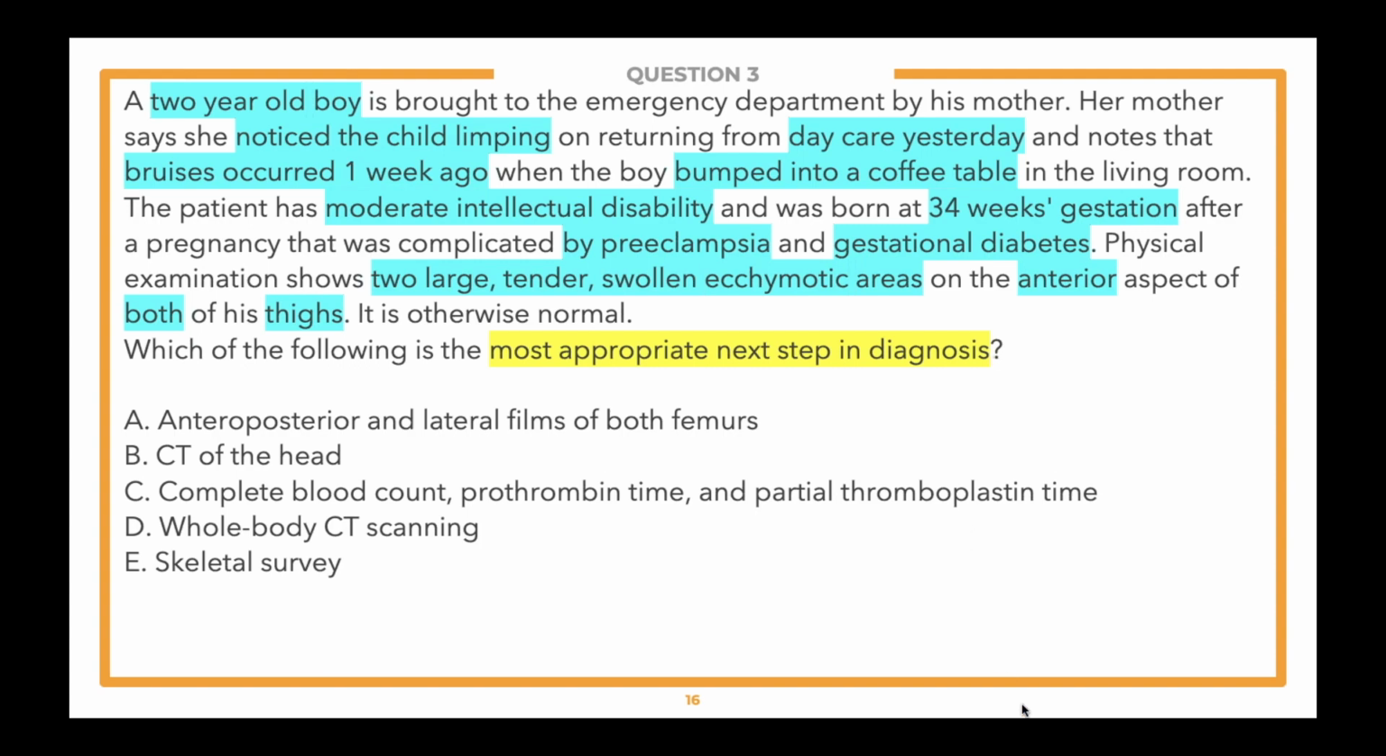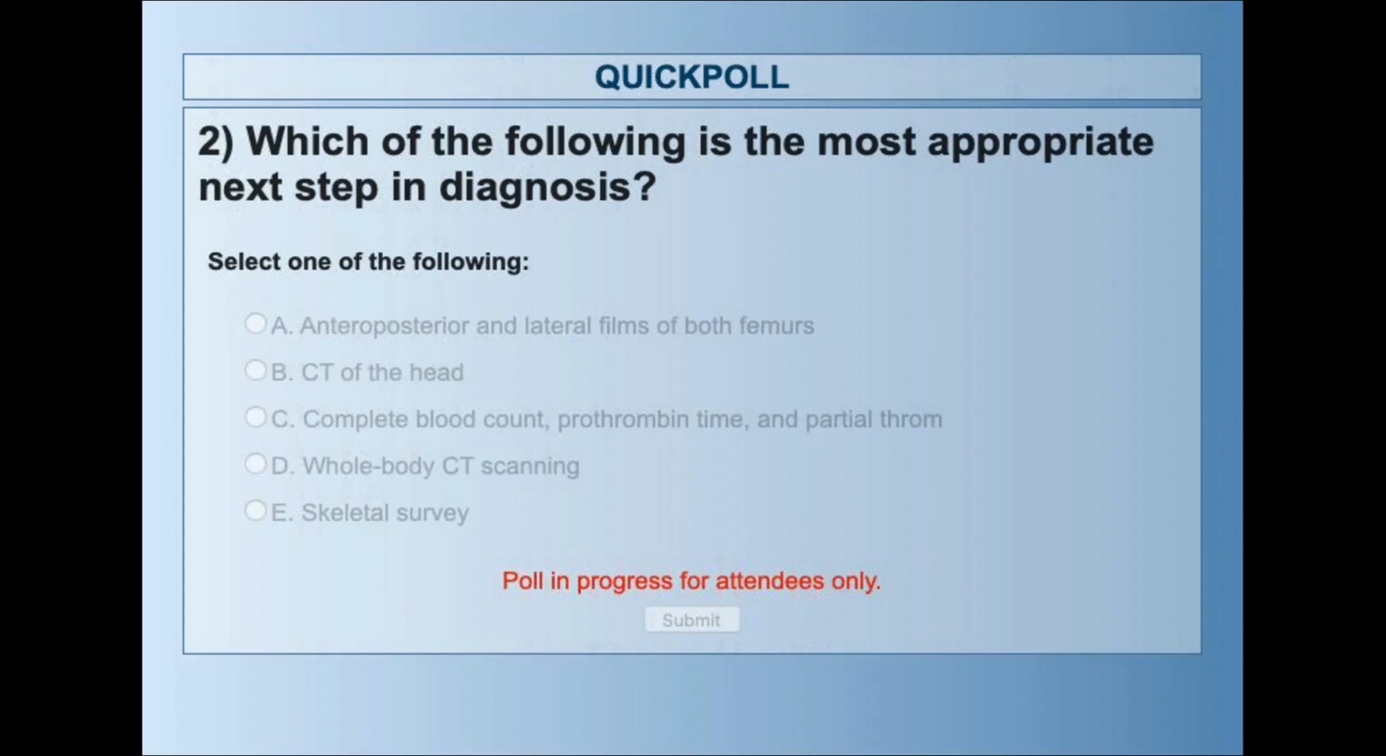So we're going to go ahead and open up that poll. Go ahead and select the answer choice you think is the best answer. We'll talk about it in just a few seconds. I know the answer choice C is truncated due to the character limitation here. So that is going to be complete blood count, prothrombin time, and partial thromboplastin time. We'll give all of you a few moments here to lock in your responses. Let's take a look and see what all of you select.